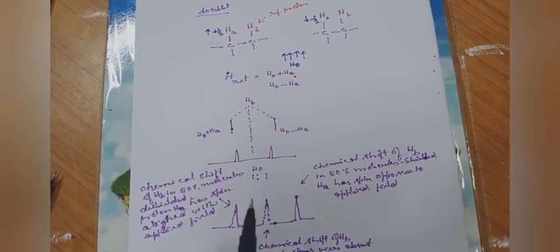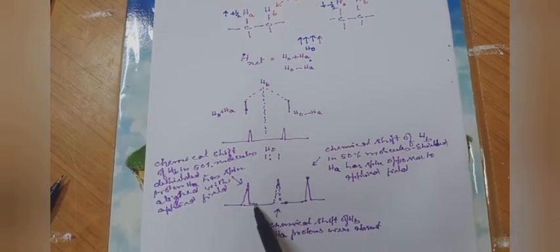Now the other signal is obtained in the other 50% of the molecules. Here Hb is de-shielded because the Ha protons have alpha spin, and their magnetic field is aligned with the applied magnetic field, so these protons will require less field strength. We call it downfield. So in this way, instead of one signal, we are getting two signals.